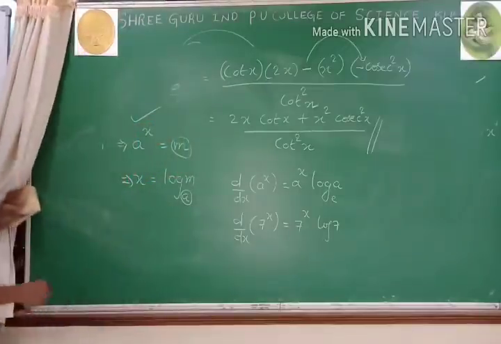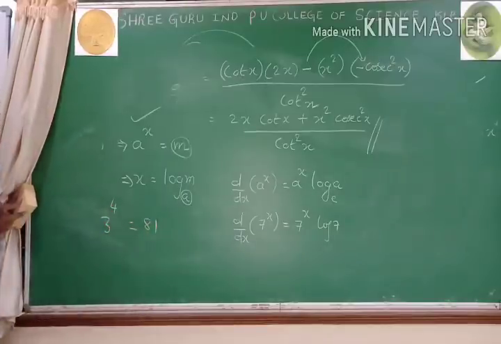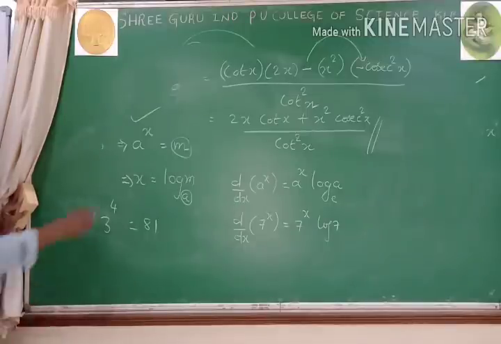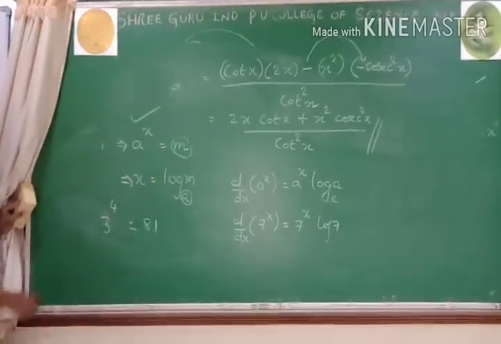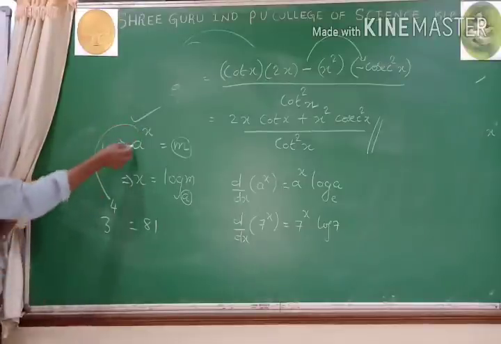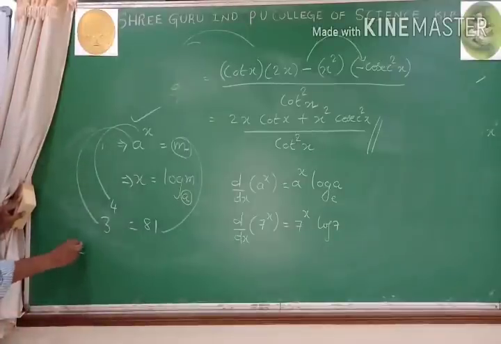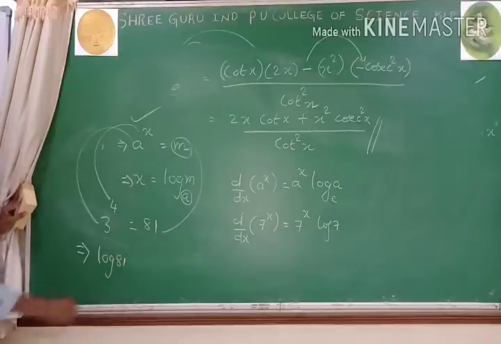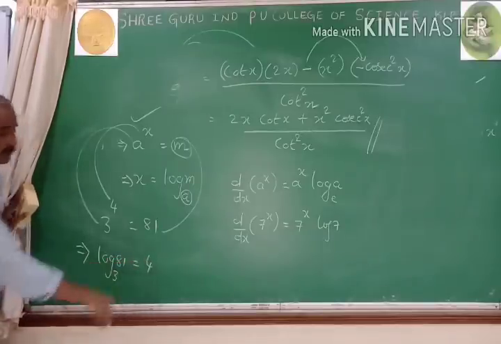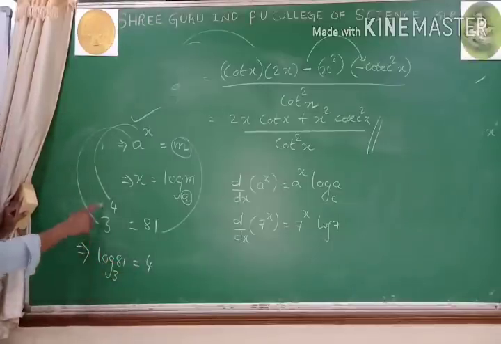So in particular, we see that 3 power 4 is always equal to 81. Now this indices form can be transferred to logarithm form: a power x equal to m implies that x equals log m to the base a. In place of x we have 4, in place of a we have 3, in place of m we have 81. Now this implies that log 81 to the base 3 is equal to 4. And vice versa, log 81 to the base 3 equal to 4 implies that 3 power 4 equals 81.